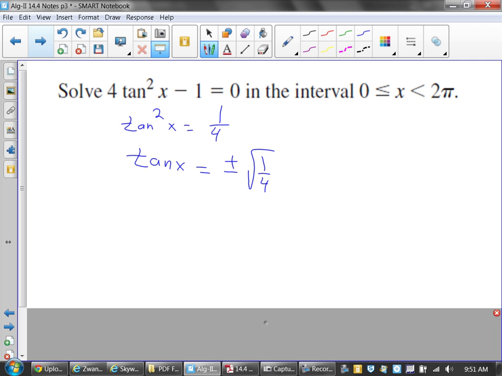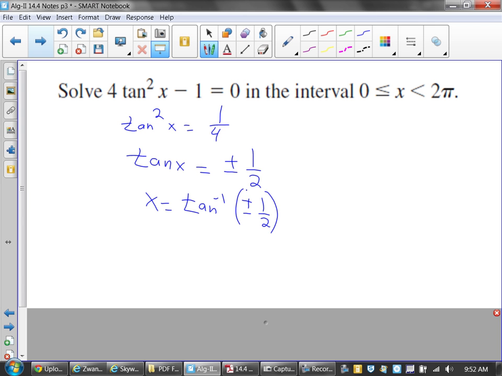What's the square root of 1/4? Good, it's 1/2. So x is going to equal the inverse tangent of plus or minus 1/2. Does that fit in one of our triangles? No, it doesn't. So here's the big hint. If it doesn't fit in the triangle, what do you have to use? Your calculator.